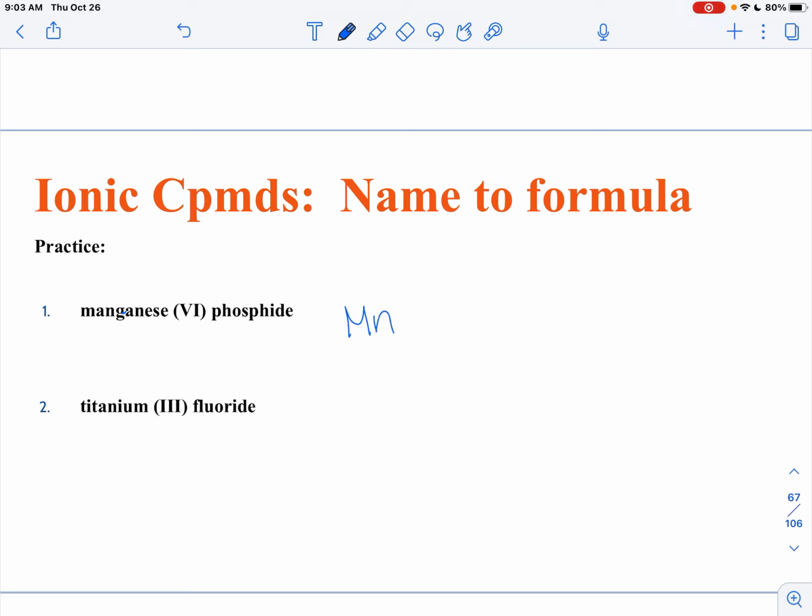Manganese is Mn. This Roman numeral is a 6. Phosphide is 3 minus. When we crisscross that, we get Mn3P6. Do not forget that you can simplify ionic compounds. These are still ionic compounds. So don't forget that you can simplify this into MnP2. So this should be your final answer.